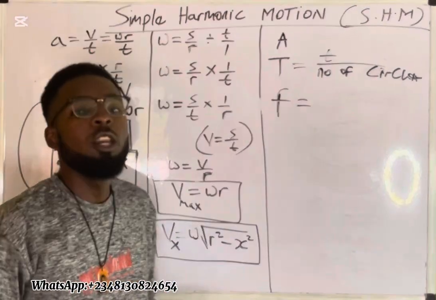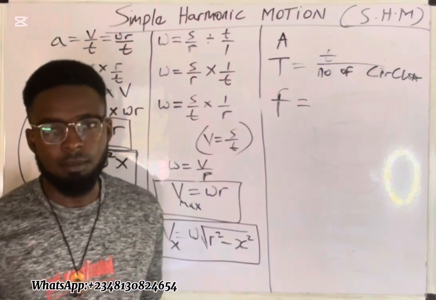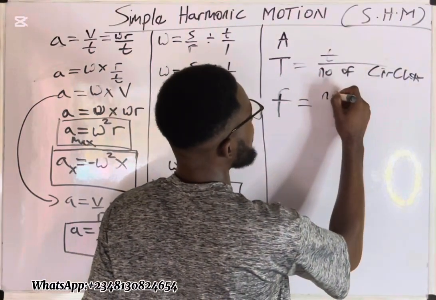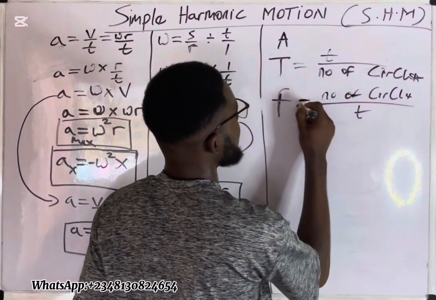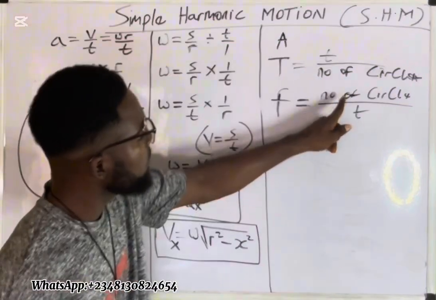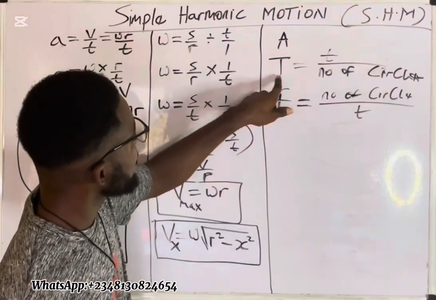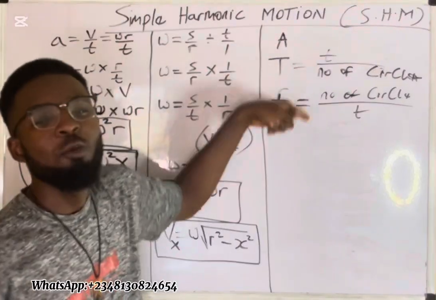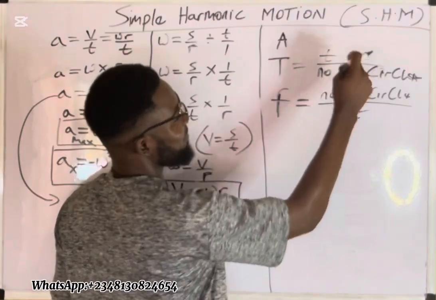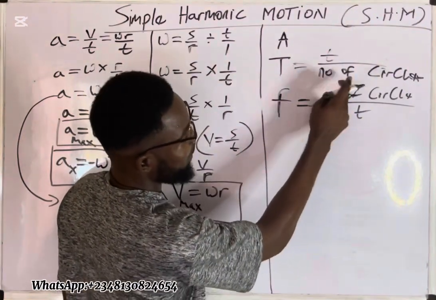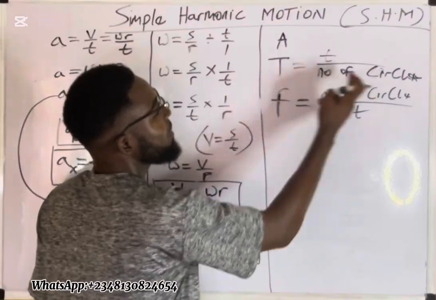Frequency, we are talking about what? The number of circle per unit what? Time. That is number of circle over what? Time. That's how many times it occurs. Number of circle over what? Time. That's frequency. Now if you look at these two, they look alike. You can see that period is what? Time divided by what? Number of circle. And frequency is what? Number of circle divided by what? Time.